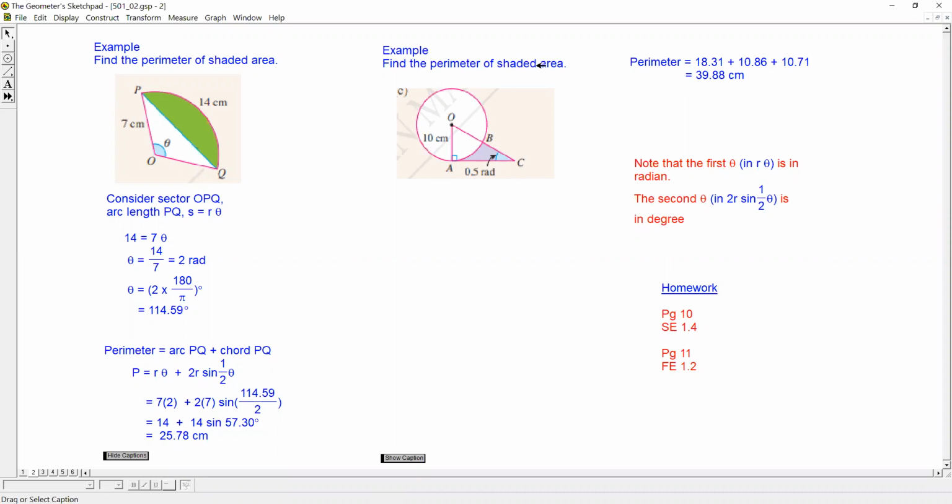Find the perimeter of the shaded area. This one is difficult lah. The shaded area is this part here, outside the circle. What we can find is inside the circle, right? Inside the circle we can find, but outside, how to find? Okay, I'm going to show you how to find.